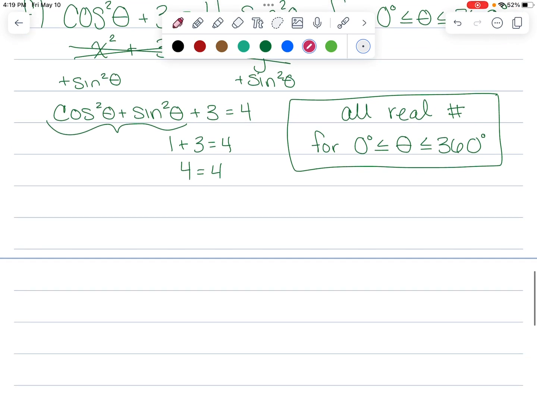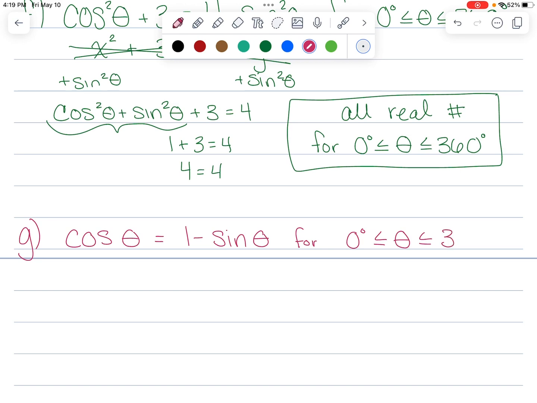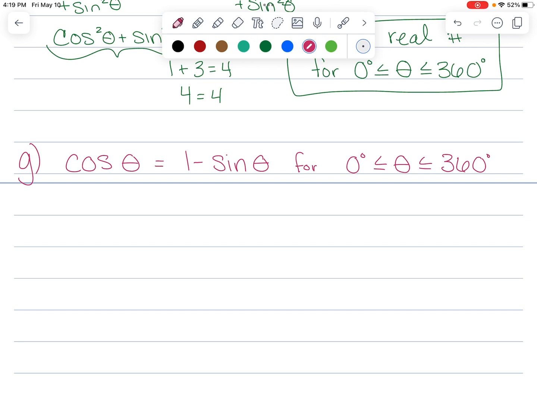Okay, I've got one final problem for you. This problem is actually going to be the problem that probably trips people up the most, at least without going extremely aggressive. This one's not as aggressive, but it's got a tripping point. Cosine is equal to 1 minus sine. Changing this to x's and y's doesn't work. Indication that I'm probably going to need an identity.